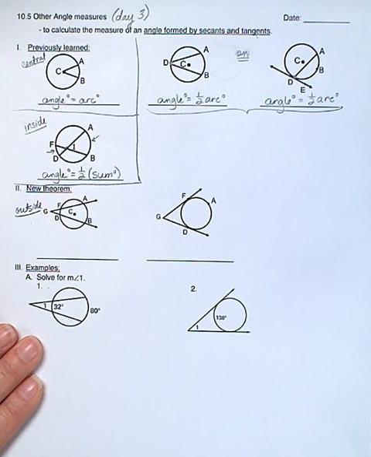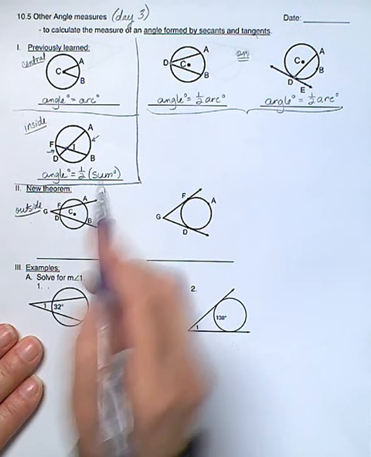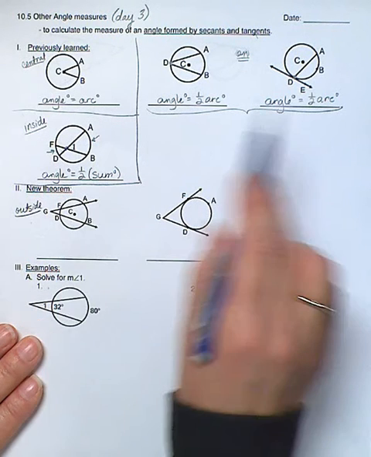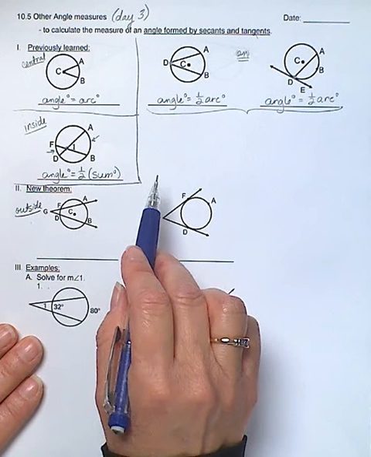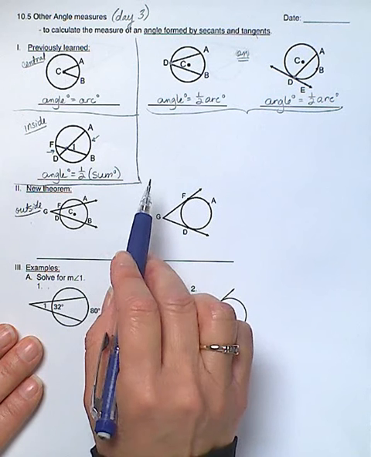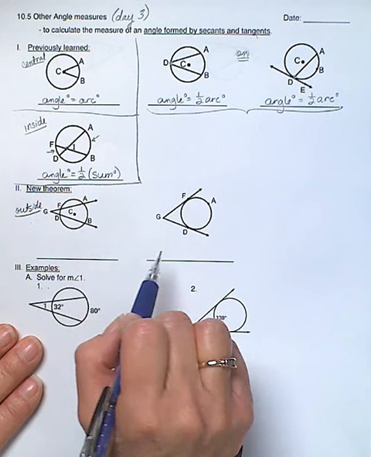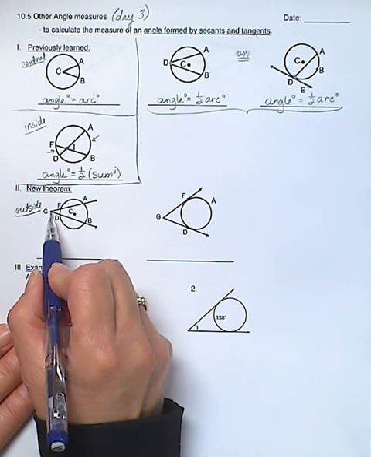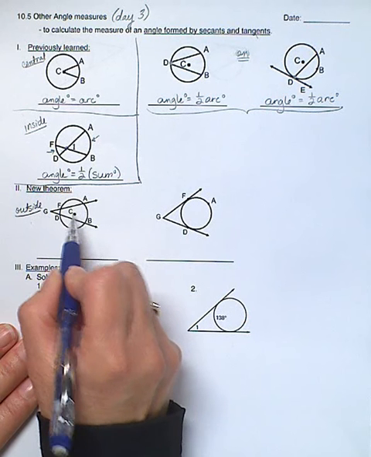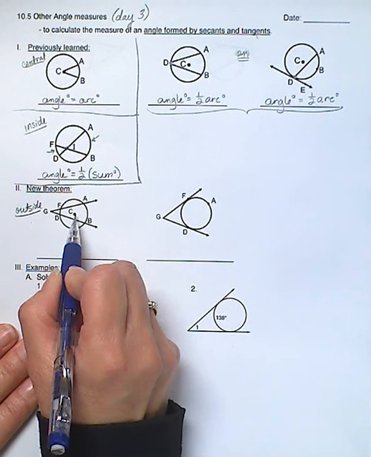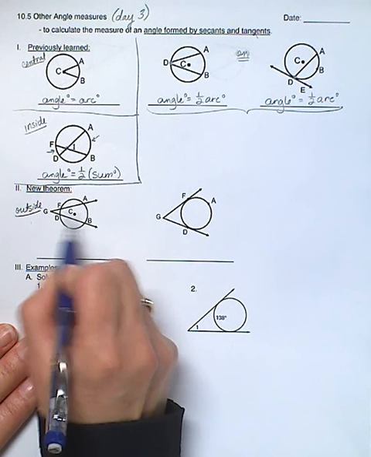So if you kind of look at the pattern, we had the angle is the arc, the angle's half the arc, the angle's half the sum. If we continue with that pattern, then we're going to look at half the difference. And this is now outside of the 2 arcs. It's not falling somewhere between them. So we're going to have to subtract our 2 arcs and take a half.